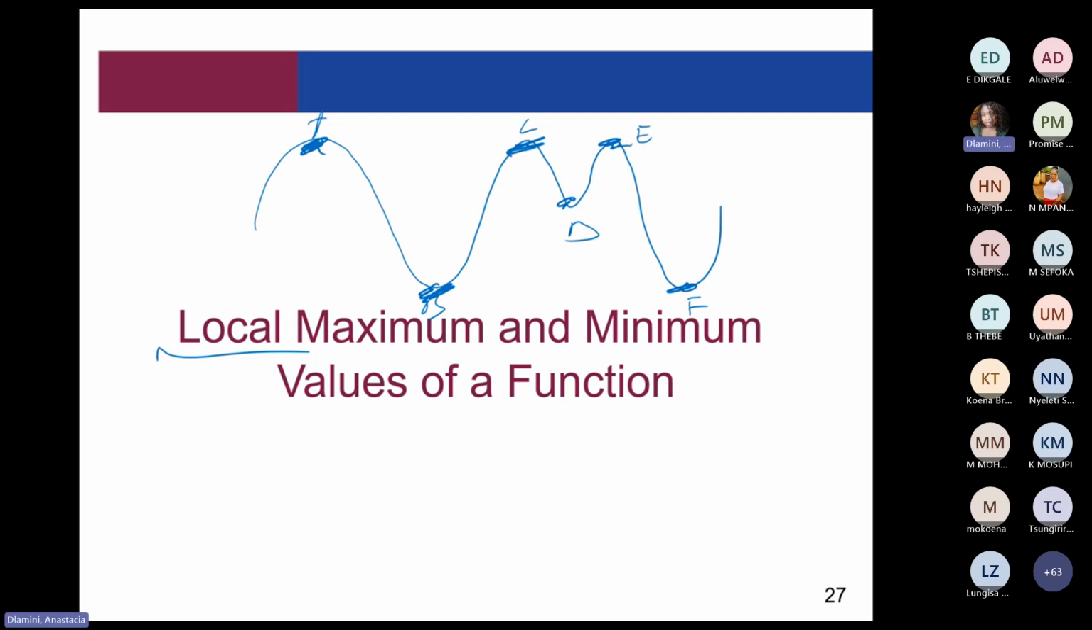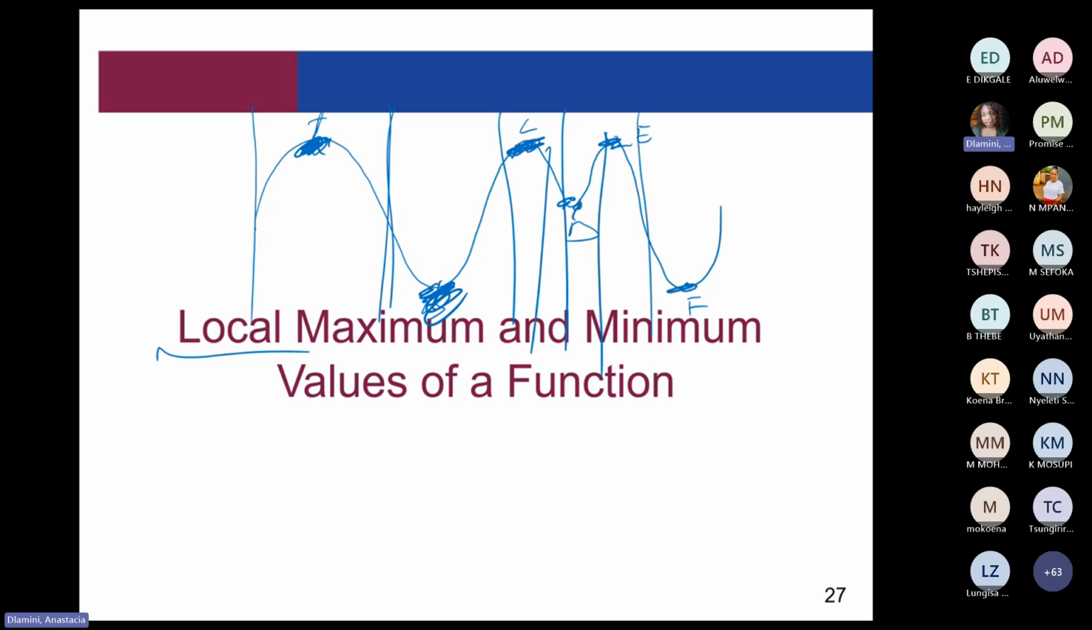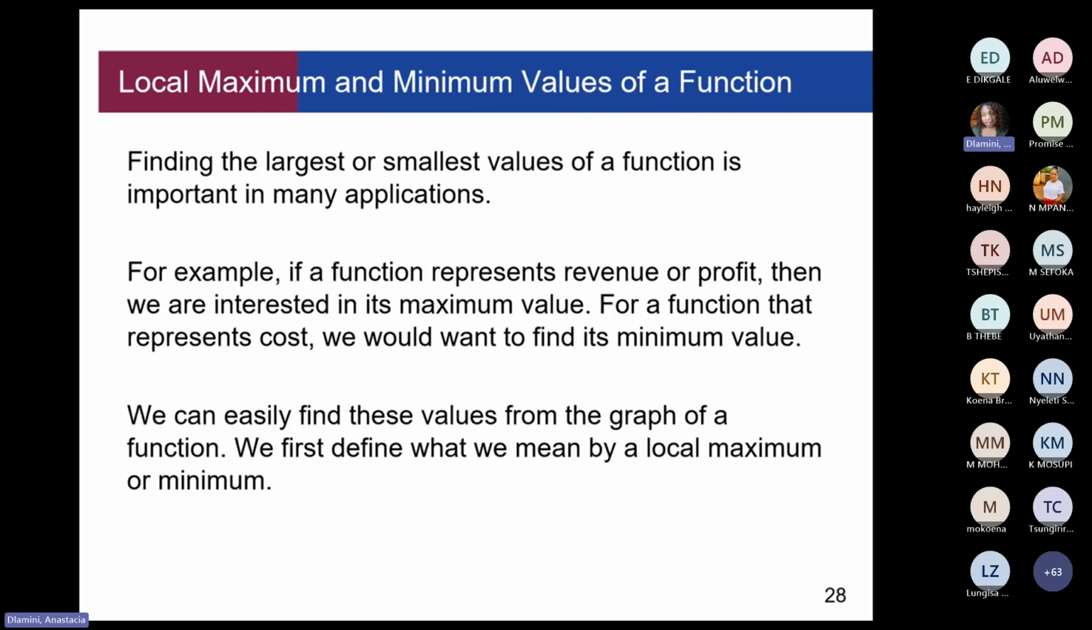Makes sense. Because in this region here, this is the maximum. In this region here, this is the minimum. In this region here, this is a maximum. In this region here, this is a minimum. That's why it's called local maximum and minimum. Now, if you want to find the biggest of them all, it's called the absolute maximum or absolute minimum. So once you talk about local maximum, you're talking about the following.